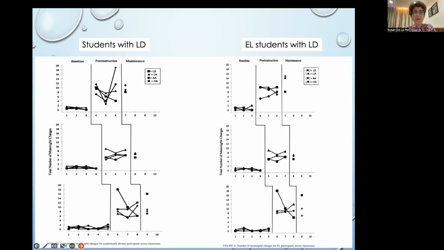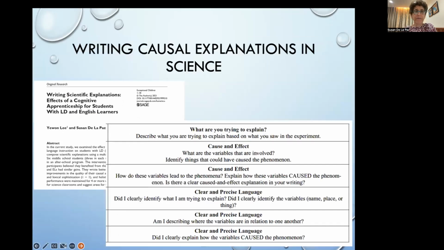So the results are very similar for the 2 different populations, which helps us generalize or helps us support the claim that this type of instruction is helpful for 2 different populations of learners. Well, that's why we did that study that way.